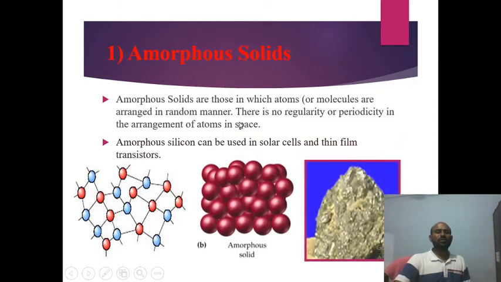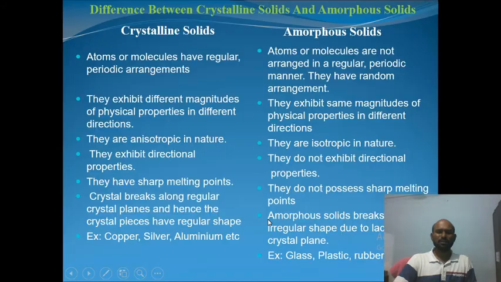Next, we see what an amorphous solid is. Amorphous solids are those in which the atoms, molecules or ions are arranged in an irregular, random manner. There is no regularity or periodicity in the arrangement of atoms in the material. Amorphous silica can be used as a solar cell. Look here, amorphous silica: this is an irregular arrangement, and the atoms are very far apart. Some are close, but the arrangement is irregular.